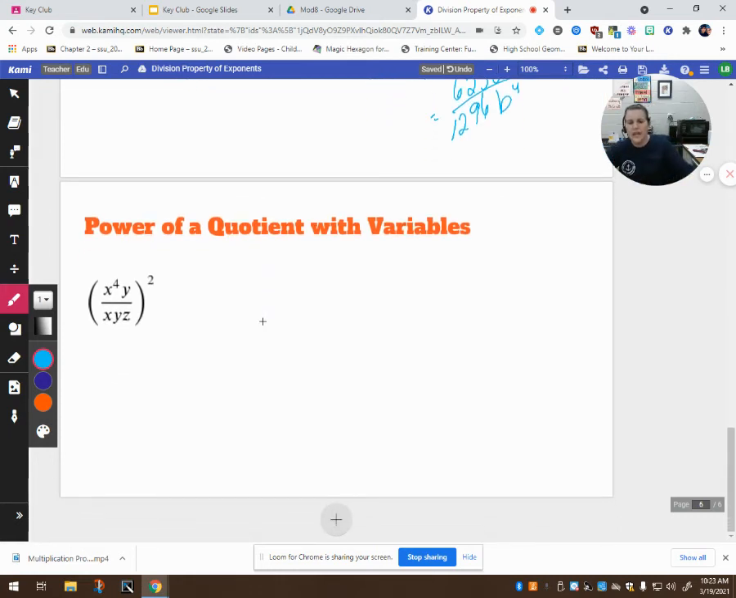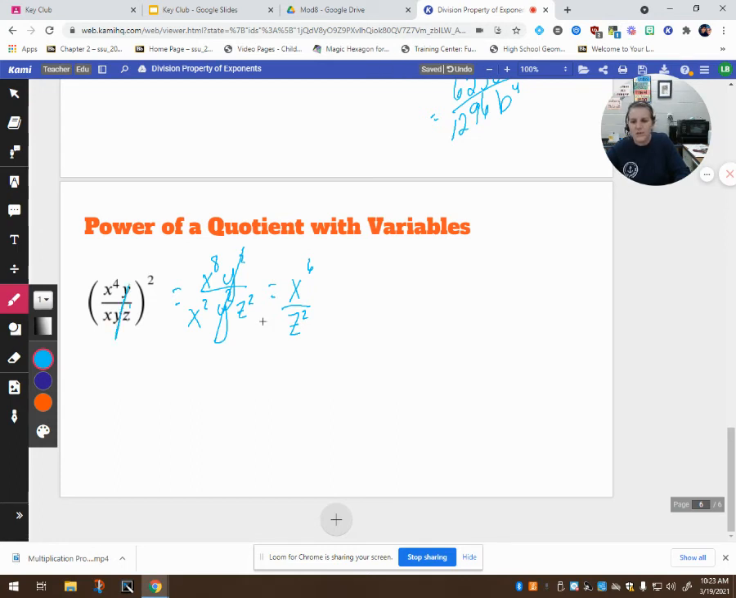Okay, so let's try it again. This one has variables. So we'll do it both ways. We'll go ahead and distribute it first. When we have a power raised to a power, we multiply those exponents. So we have x to the eighth, y to the second over x to the second, y to the second, z to the second. Okay, so we see the y's are going to cancel or become 1. 8 take away 2 is 6, so I'm left with x to the sixth. There's nothing to cancel the z's on the bottom, so the z's stay in the denominator, and there is my answer. That's one way to do it. We distributed first, then simplified.